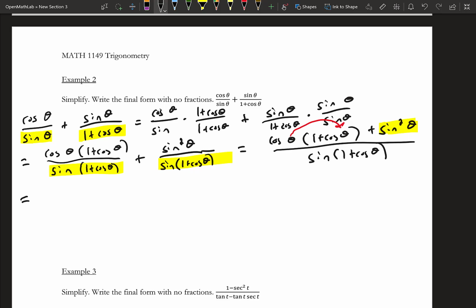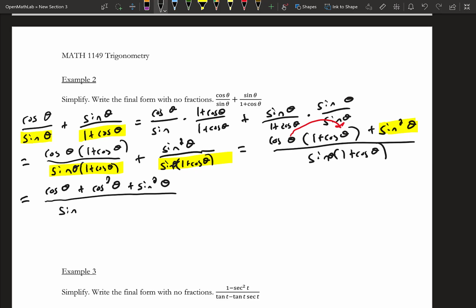So I'm just going to distribute the cosine theta through in the top. We would have cosine theta times 1, plus cosine theta times cosine theta, which is cosine squared theta, plus sine squared theta, all over, I'm just going to leave the denominator how it is, sine, wait, no, that should be sine theta. Let me make sure I write that correctly. Sine theta, because it's sine theta times 1 plus cosine theta, so that does make a difference.